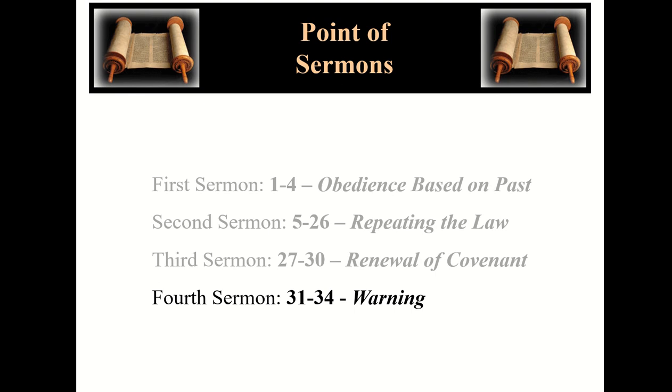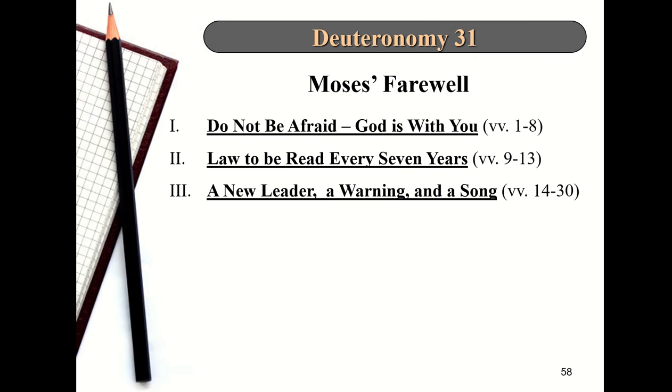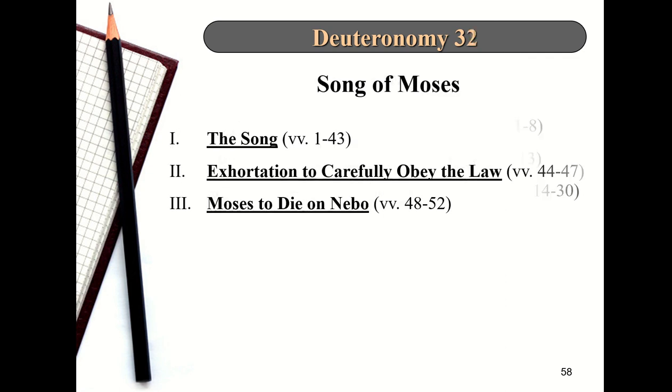This may be an addendum, not really a sermon, but we're viewing it as a sermon. So verses 31 to 34, it all comes out the same. It's a message that was delivered. Here is a warning. So this is Moses' farewell. He told them not to be afraid. God's going to be with you. The law is to be read every 7 years. There's going to be a new leader, a warning and a song, and the new leader obviously is Joshua.